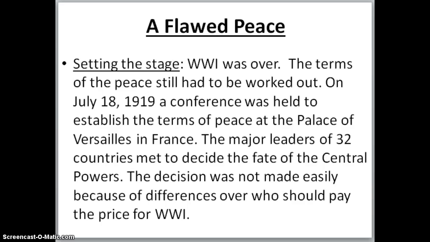Let's go ahead and set the stage. So, World War I is over. The terms of the peace still had to be worked out. On July 18th, 1919, a conference was held to establish terms of peace at the Palace of Versailles in France. The major leaders of 32 countries met to decide the fate of the Central Powers. The decision was not made easily because of differences over who should pay the price for World War I.